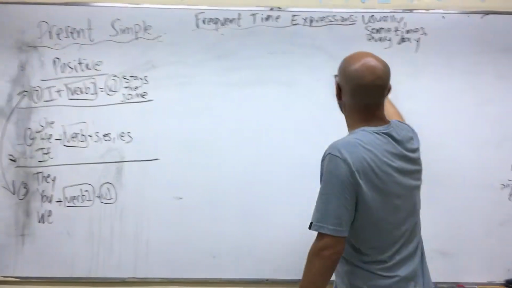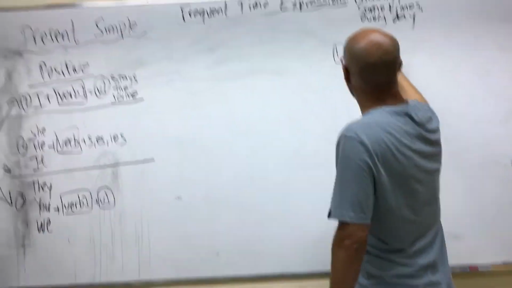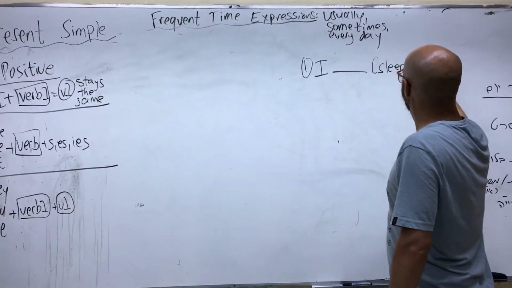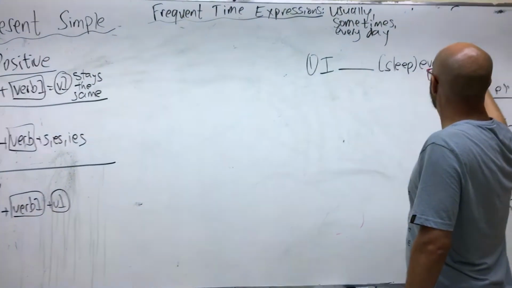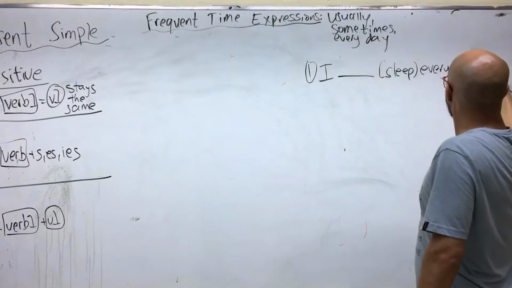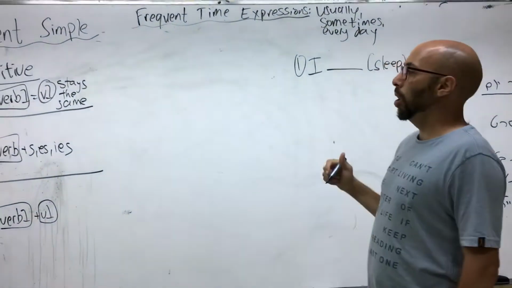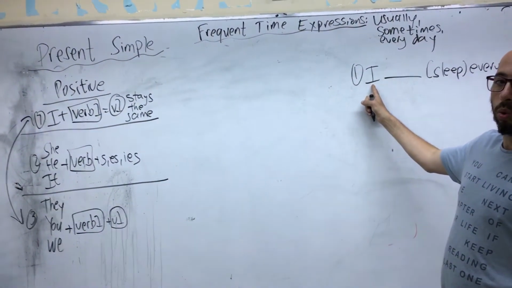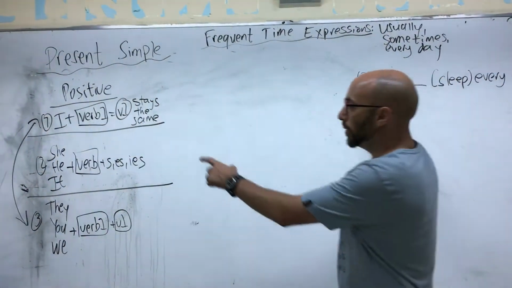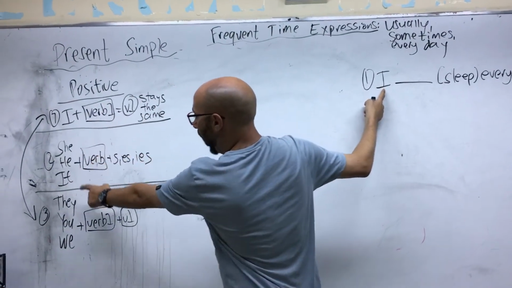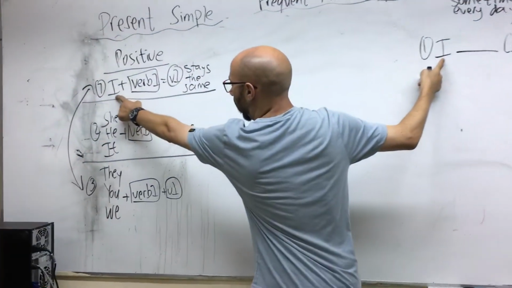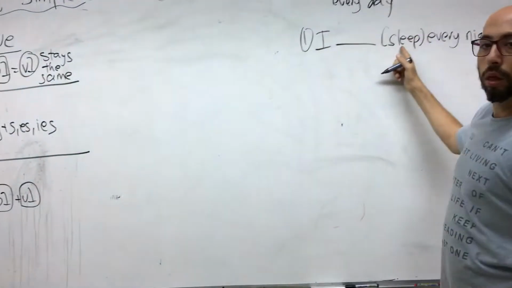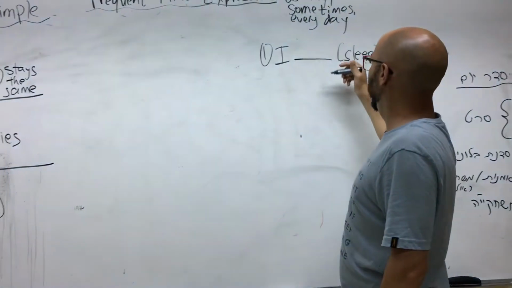For example, let's take an example. I sleep every night. How do I know how to solve this problem? I put my finger under the word I, and I scan the three bodies looking for the same word. I see that it's the first body. So I copy the verb, the word in parentheses.